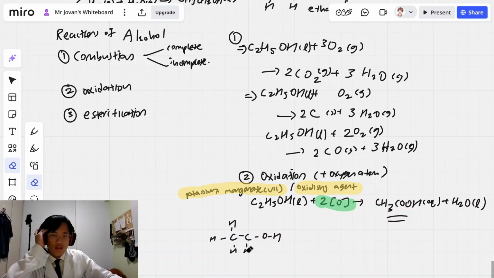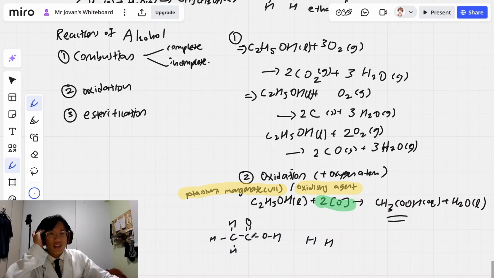Okay, remove. I'll put it aside first. Okay, I remove, and then I add an O. Because this is a double bond, I need to make sure I have enough electrons to be shared. So I have to remove two of the hydrogens, the ones connected to the carbon that is connected to the OH. Good, this is a carboxylic acid. It's called ethanoic acid since there are two carbons.